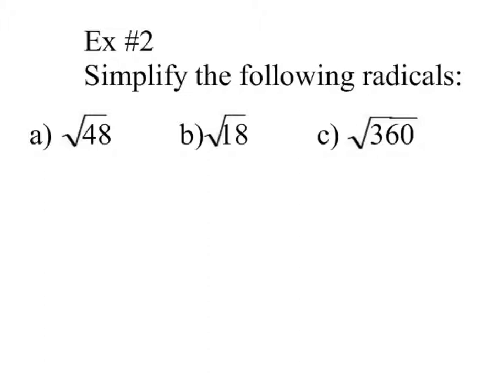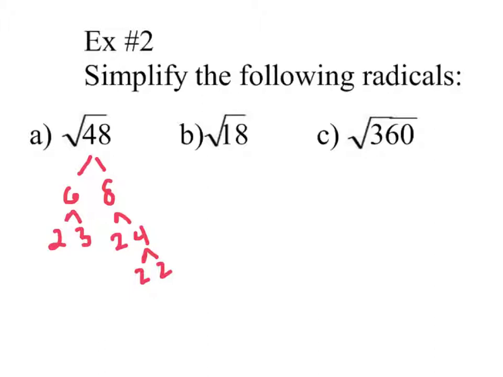Let's try another one together. Let's do the square root of 48. Well, 48 can be thought of as, let's see, 6 times 8, and then 6 can be written as 2 times 3, 8 can be written as 2 times 4, and then that 4 can be written as 2 times 2.